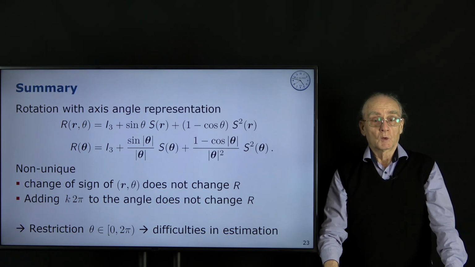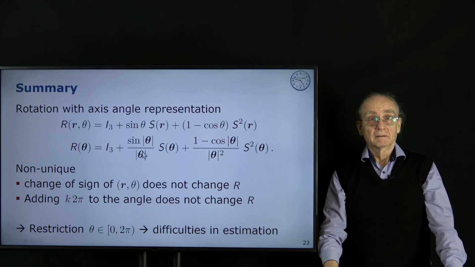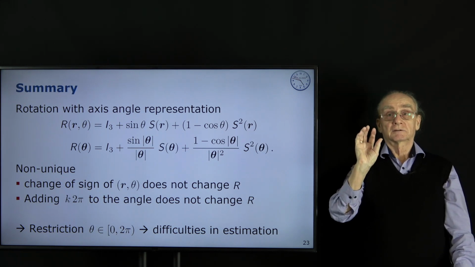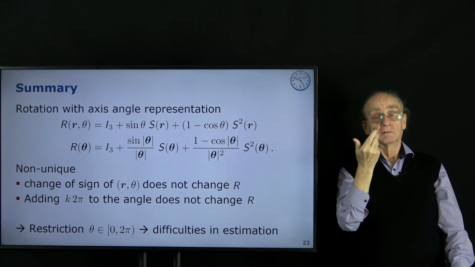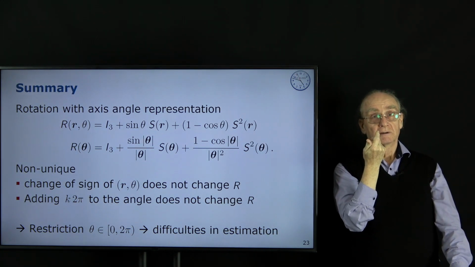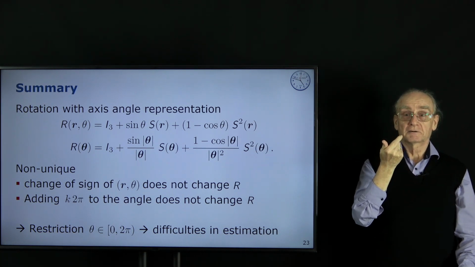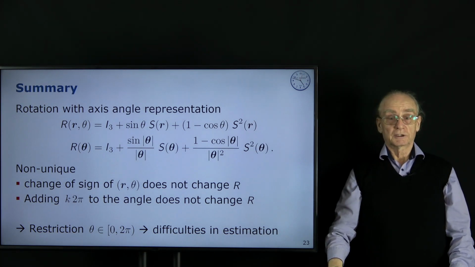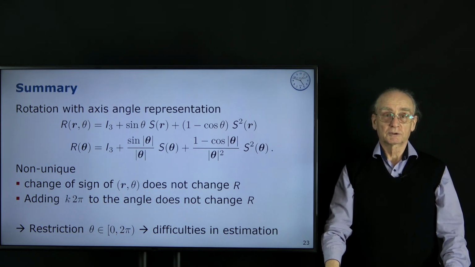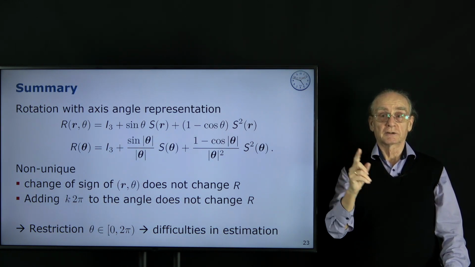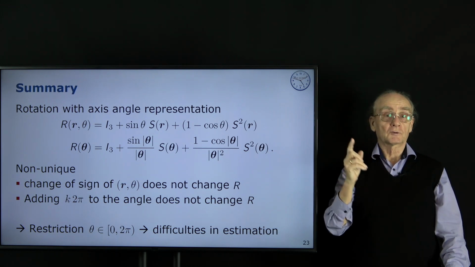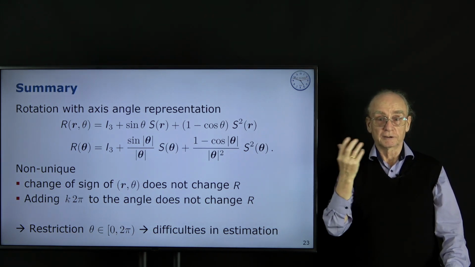And of course, we know that if we add 360 degrees multiplied with some arbitrary integer, we get the same rotation. A rotation of 10 degrees or 370 degrees of course leads to the same rotation. That means we will not be able to recover rotations which are larger than 360 degrees, though they of course occur in practice if you have a rotating object.